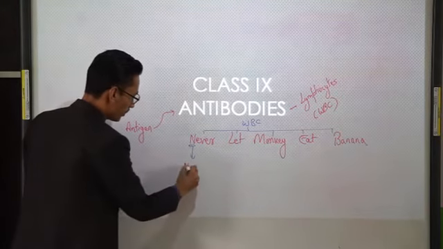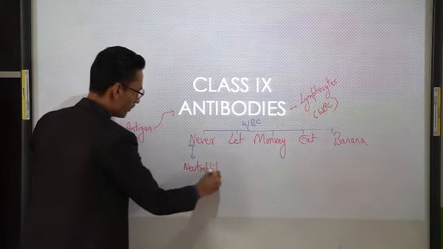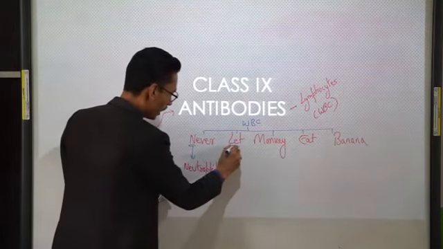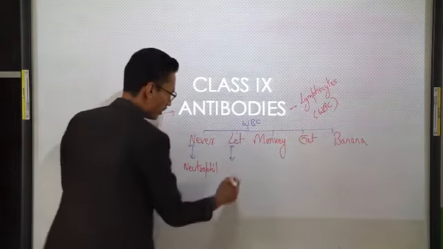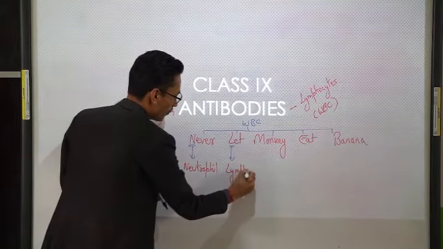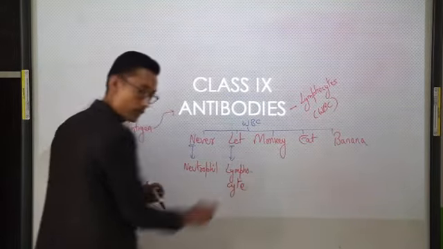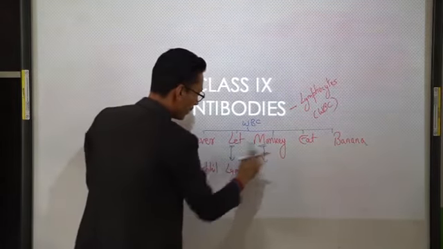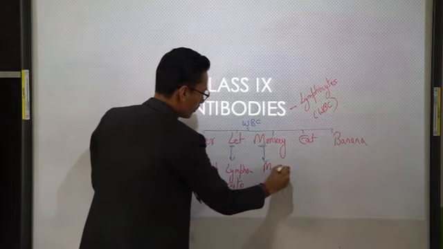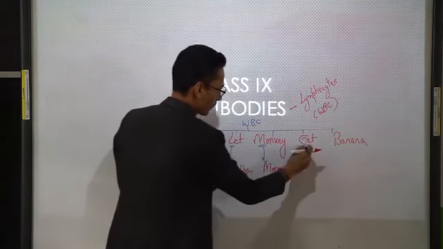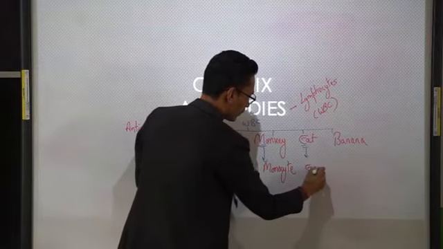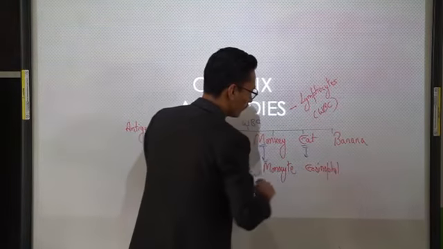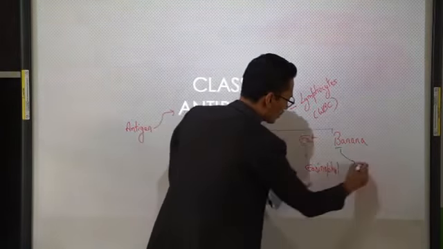Clear? N stands for neutrophil. L means lymphocyte. So lymphocyte is a type of WBC. M, monocyte. E for eosinophil, and B stands for basophil. So these are the different types of WBC.